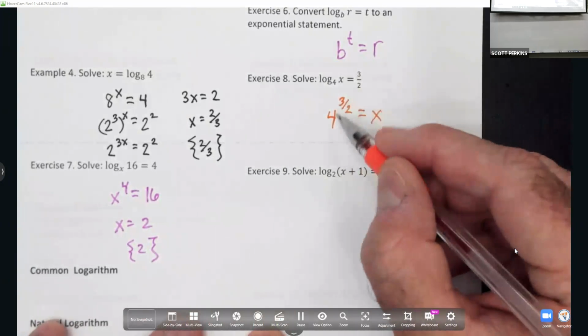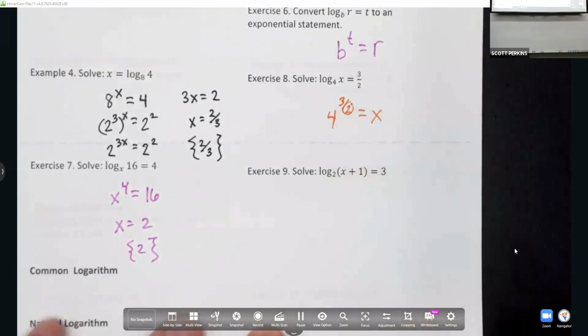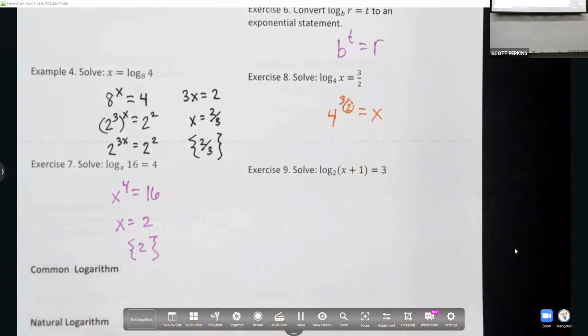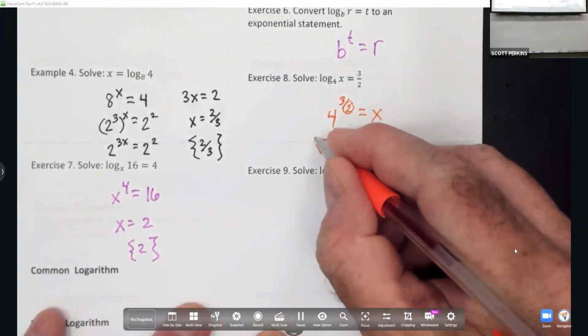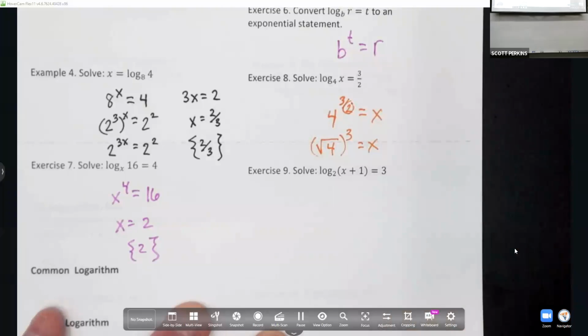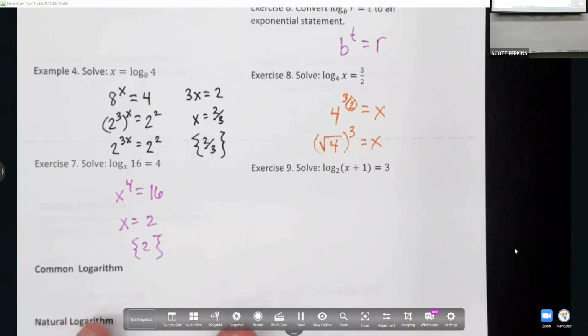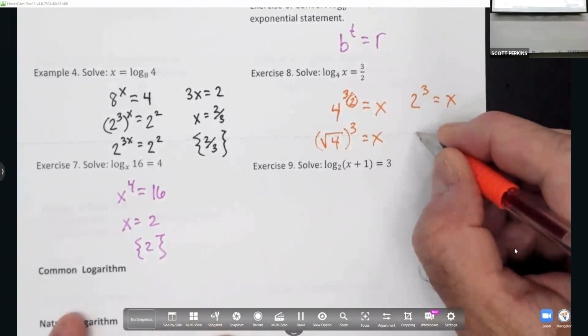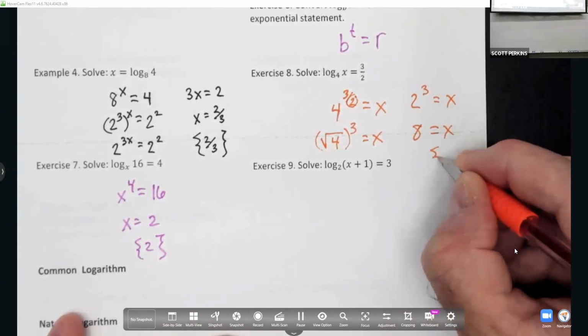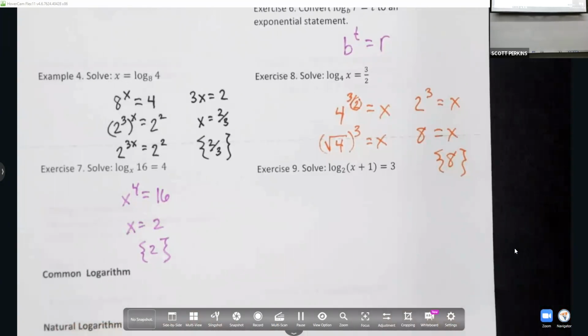When we talked about exponents and fractions, the 2 down here, what does that tell me to do? We're taking a square root. It becomes the index of my root. So this becomes the square root of 4 to the 3rd power. We talked about that back in the last unit. The square root of 4 is 2, and 2 to the 3rd is equal to 8. So that is my solution based on doing the arithmetic. Questions, comments, concerns?